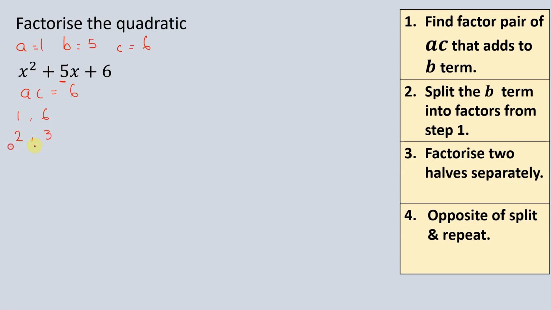So now we need to split the 5x into 2x and 3x. So we rewrite our quadratic as x squared plus 2x plus 3x plus 6. And now we're in section 3, so we factorize the 2 halves into x brackets x plus 2, and the second half into 3 brackets x plus 2.